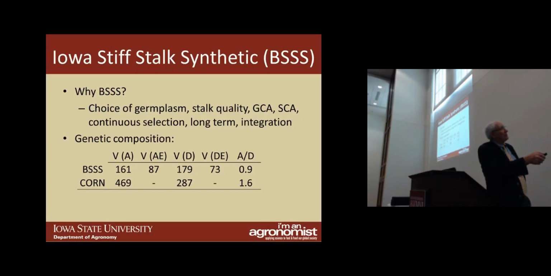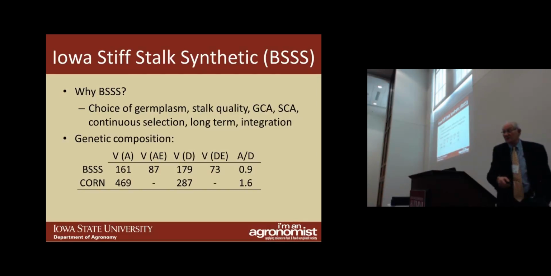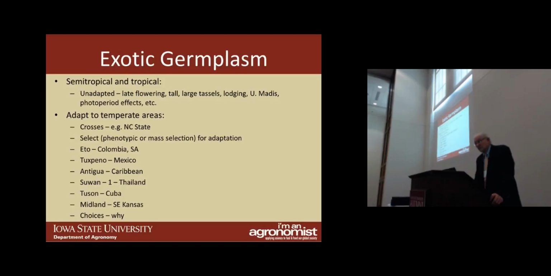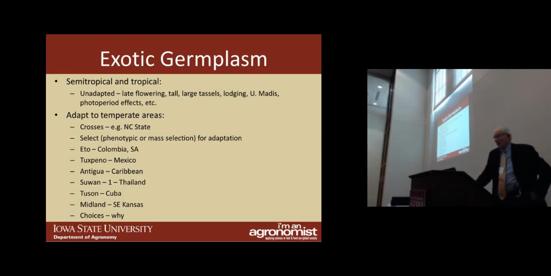Now in corn, this is 99 different studies I've researched. I tried to find 100. I couldn't get that 100th one. But you see there, the additive genetic variance is much larger than the dominance. So how much the genetic composition of it may have had on the success of Stiff Stalk Synthetic, I don't know.